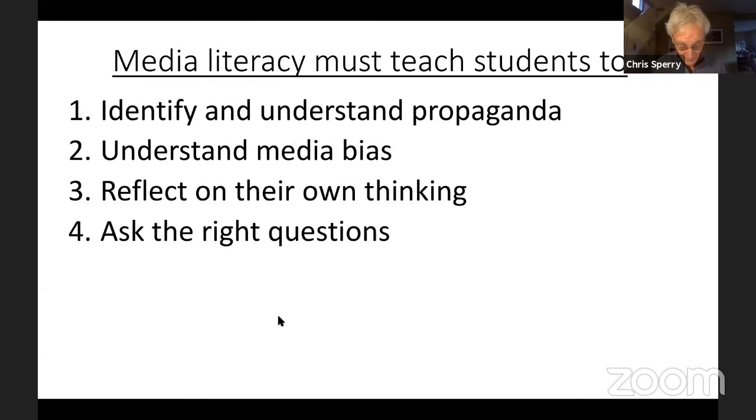Number 4, asking the right questions. And this was an interesting one. Faith Rogo was a member of the charrette. And she said, it's not just about asking questions. Asking questions does have the risk of just perpetuating doubt. That's often what those in power want, is for people to ask lots of questions and to blur what some of the core issues are.